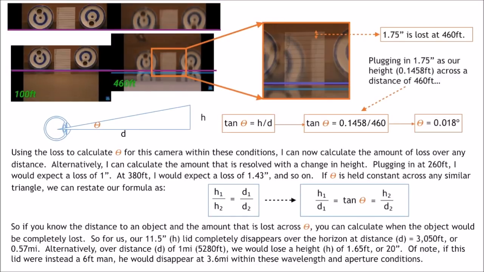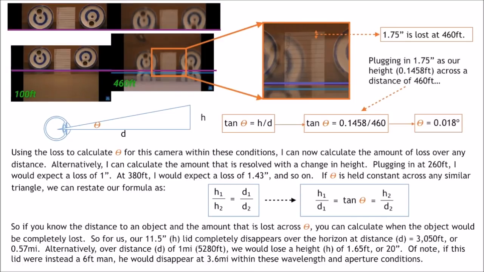If theta is held constant across any similar triangle, we can restate our formula as h1 over h2 equals d1 over d2, right? And those ratios correspond to one another across tangent theta, as h1 over d1 is equal to h2 over d2. So if you know the distance to an object and the amount that is lost across theta, you can calculate when the object would be completely lost. So for us, our 11.5 inch height lid completely disappears over the horizon at a distance of 3,050 feet, or 0.57, half a mile, give or take.